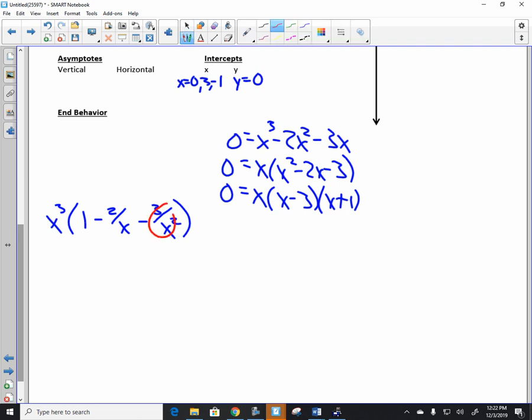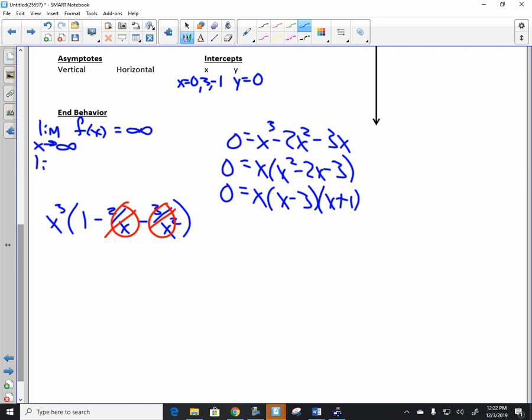These will go to 0. So now that I've done that work, you can say the limit as x goes to positive infinity. If you would plug in a large positive number for x, what would you get? You would get a large positive number. It would head towards infinity. So the limit as x goes to infinity of the function is infinity.